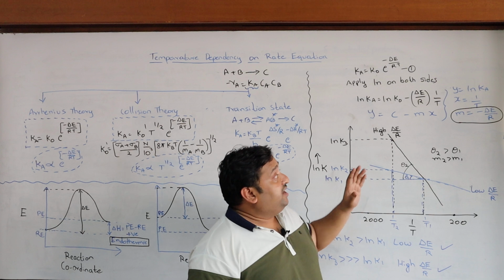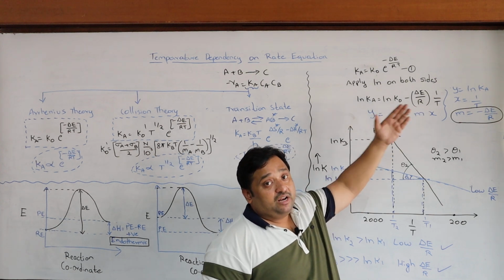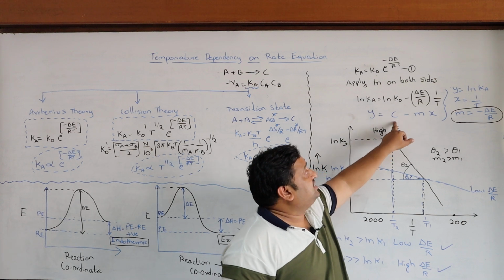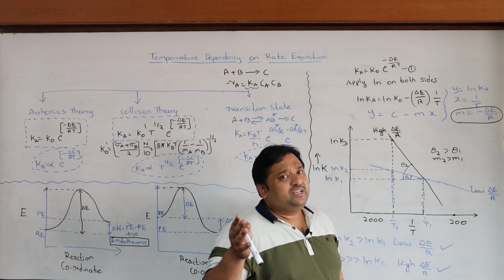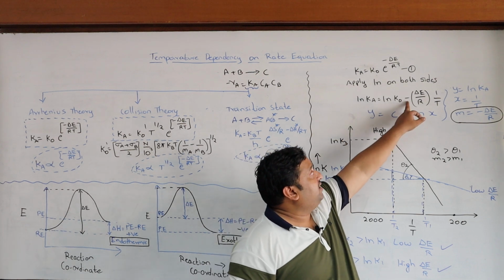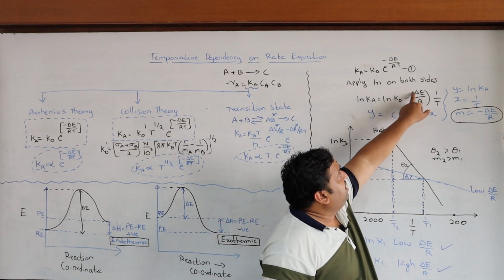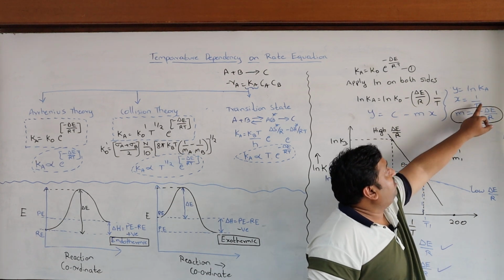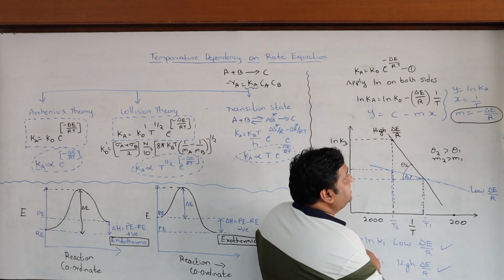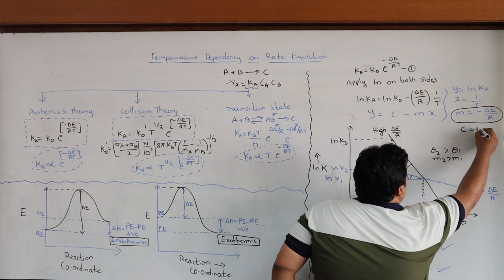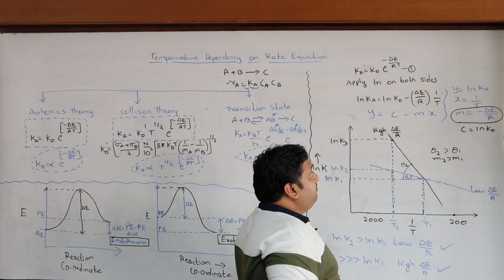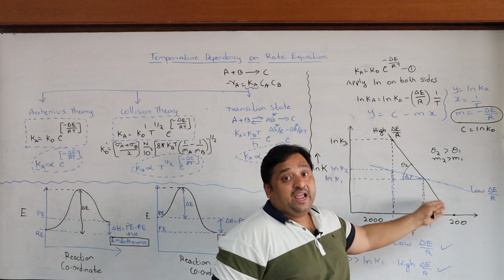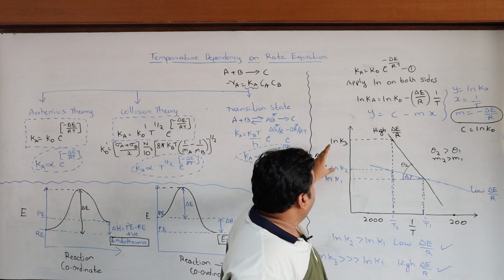If I see this as the equation of a line, y = mx + c, here the slope will be negative. Here y is equal to ln K, x is equal to 1/T, m is equal to minus E/R, and c is equal to ln K0. It's a line. That means if you plot y against x, you can see a line with a negative slope. What is my y? ln K.